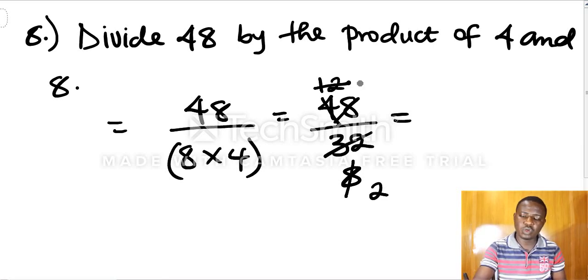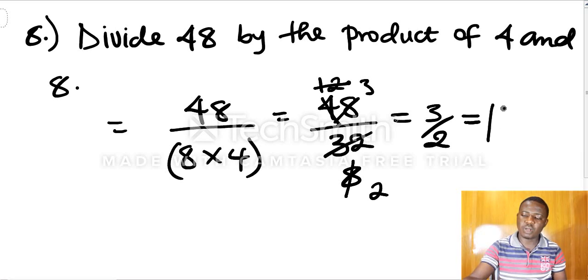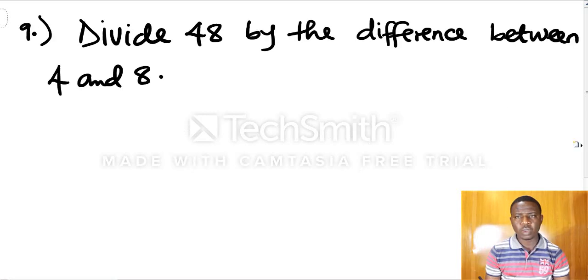4 into 12 is 3, leaving us with 3 over 2. And 3 over 2 can be expressed as 1 whole number, 1 over 2. That is 1.5.